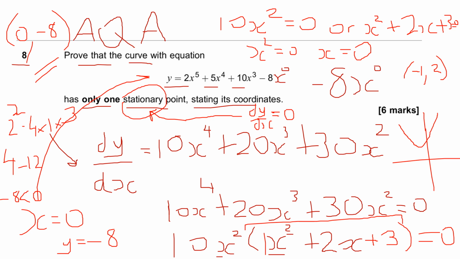Hence, the one stationary point is when x is equal to 0. That's when 10x squared is equal to 0. We solve that, we get x is equal to 0. It's like a repeated root.